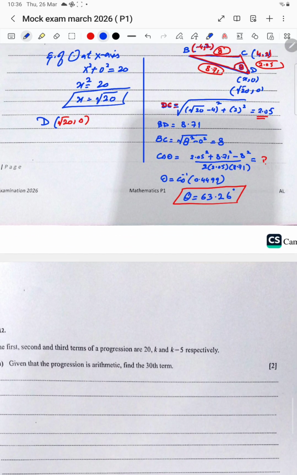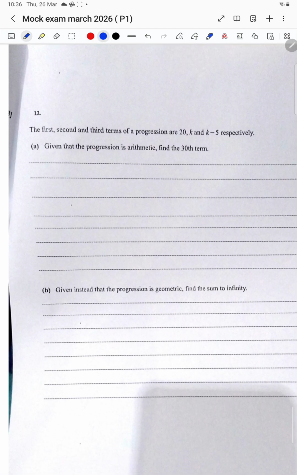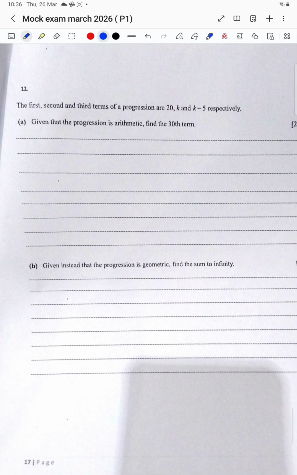Otherwise you can go with the isosceles triangle property by drawing a perpendicular. Now question number 12. It states the first, second and third terms of a progression are 20, k and k minus 5 respectively. Given that the progression is arithmetic, so you're talking about AP. For AP the first term is 20, the second term a plus d is k, and the third term a plus 2d is k minus 5. We have to find the 30th term.